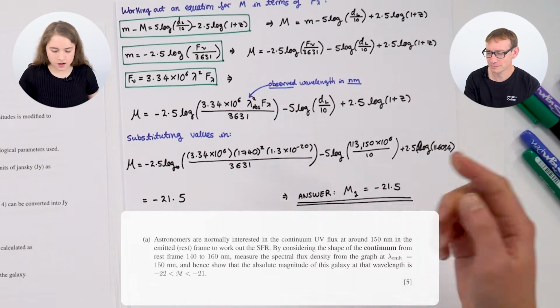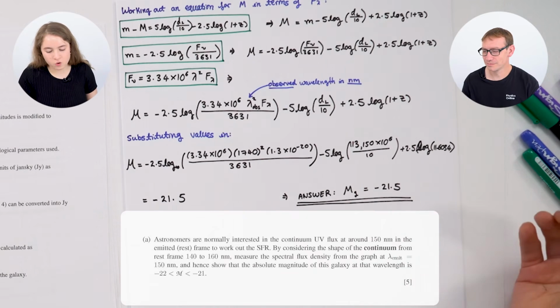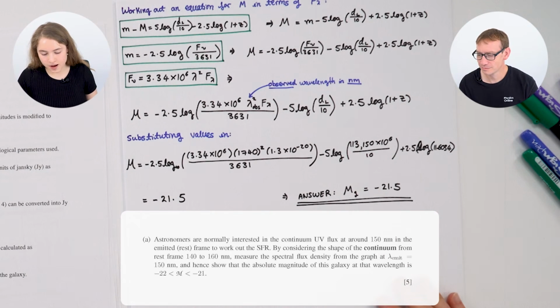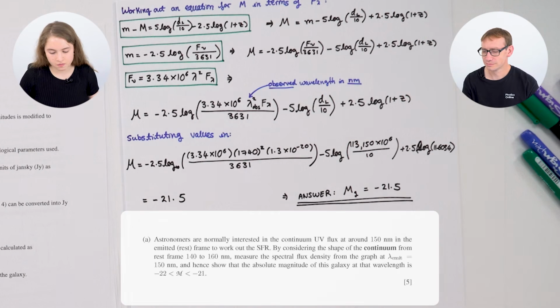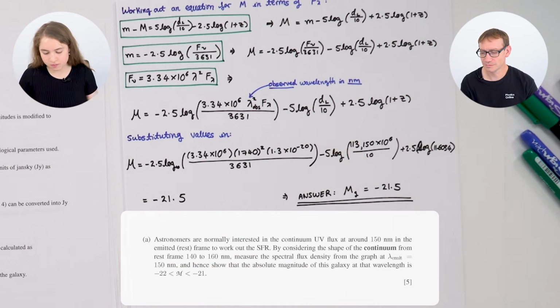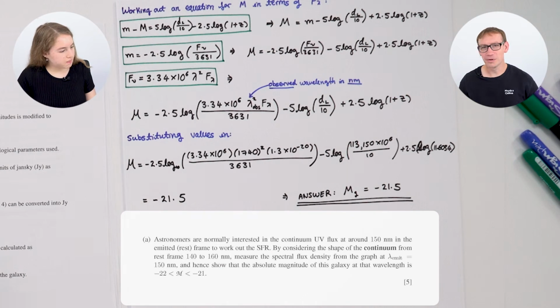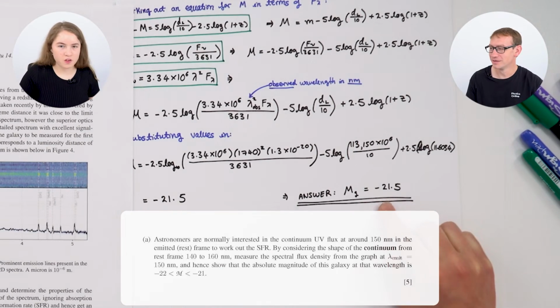Substituting the values in. You could simplify this before substituting in values, but honestly, it's quicker if you just put everything in, in my opinion. And you won't be as likely to make a mistake that you might make whilst simplifying things and trying to make it more compact. And so we get that the absolute magnitude is minus 21.5. Which is kind of what you're expecting, isn't it? Because you have to show it's between minus 22 and minus 21. So we're happy.